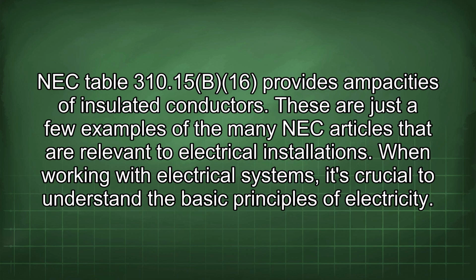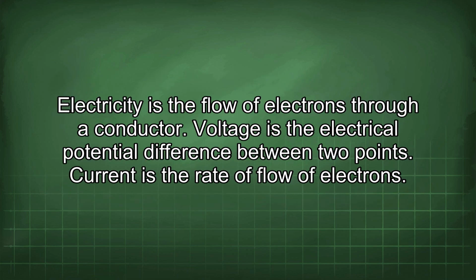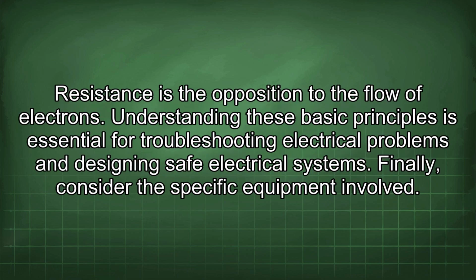When working with electrical systems, it's crucial to understand the basic principles of electricity. Electricity is the flow of electrons through a conductor. Voltage is the electrical potential difference between 2 points. Current is the rate of flow of electrons. Resistance is the opposition to the flow of electrons. Understanding these basic principles is essential for troubleshooting electrical problems and designing safe electrical systems.